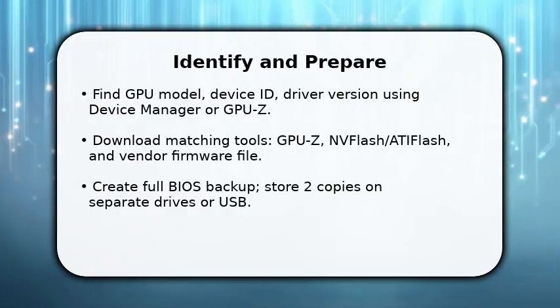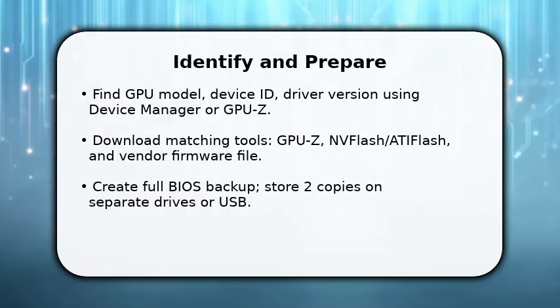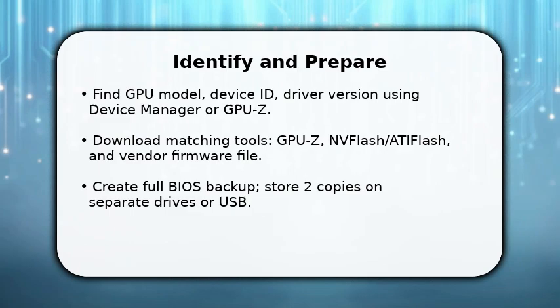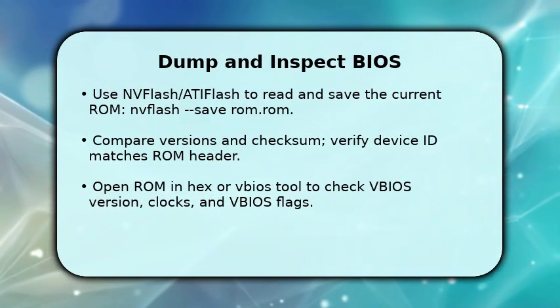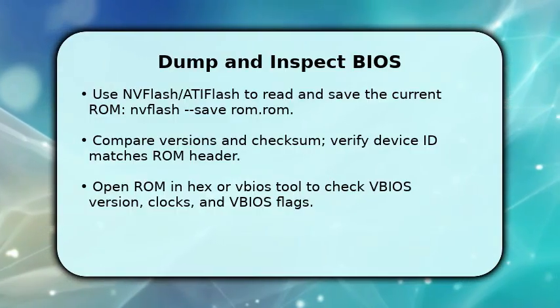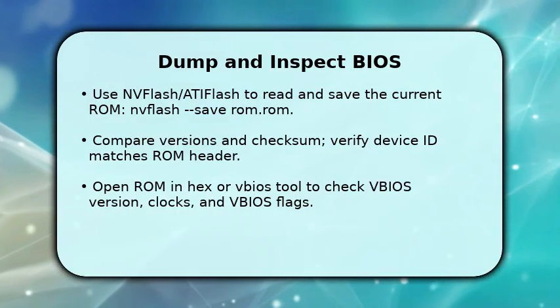Also, disable overclocking and stop background apps to reduce risk. These steps prevent write conflicts and make the flash predictable. Now dump the BIOS binary with the appropriate utility. This is how you confirm what's currently on the card.